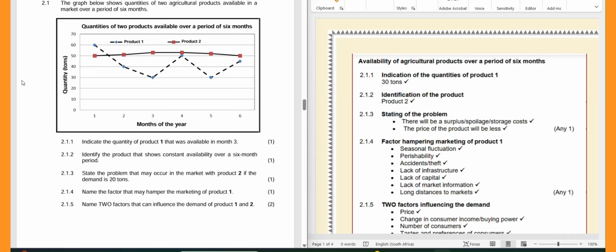The quantity of product 1 that was available in month 3, right? So they want the quantity of what? Product 1. Okay, so this is product 1. We can see it with the blue diamond shape. Right. Month 3, available in month 3. Month 1, 2, 3. Month 3. Okay, so that's 30 tons. Right, that's 30 tons.